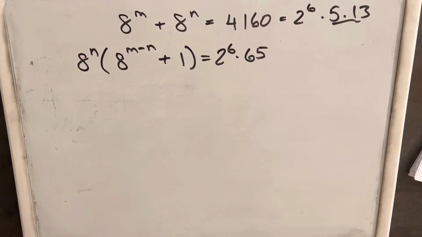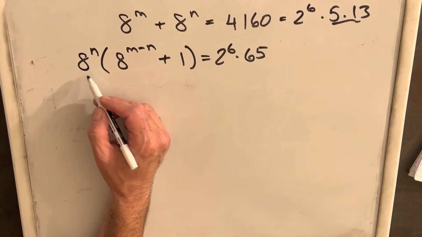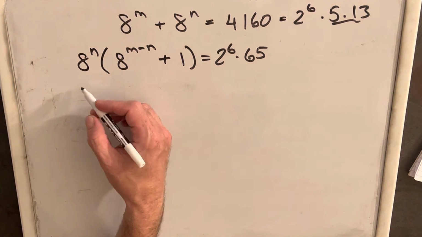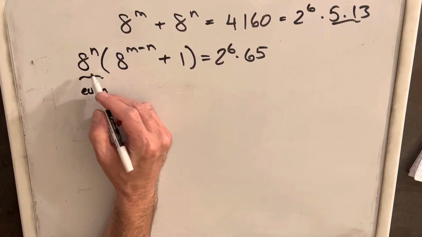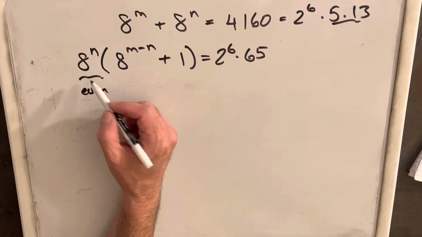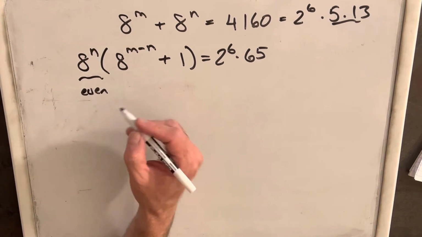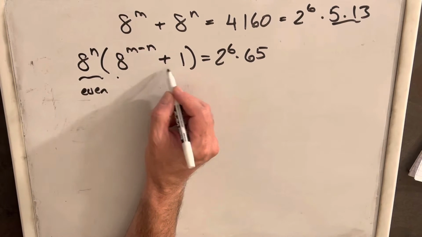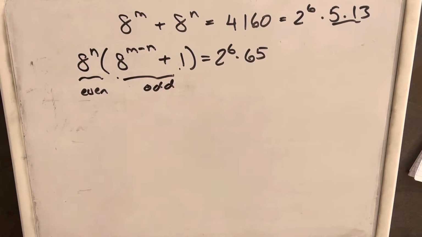Then looking at what we have now, on the left side we have the product of two numbers, and this first number has to be even because you have an even number, 8, multiplied multiple times. It has to be even. And then this number is an even number plus 1, which has to be odd. So we're looking for some kind of product of an even number and an odd number.